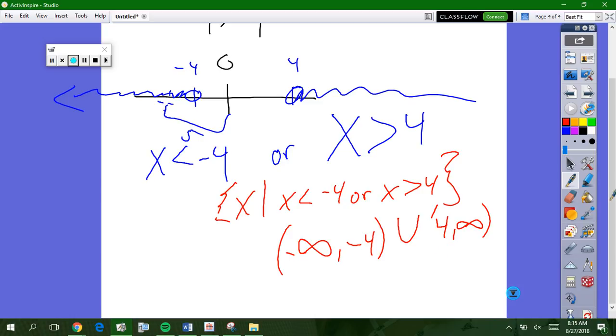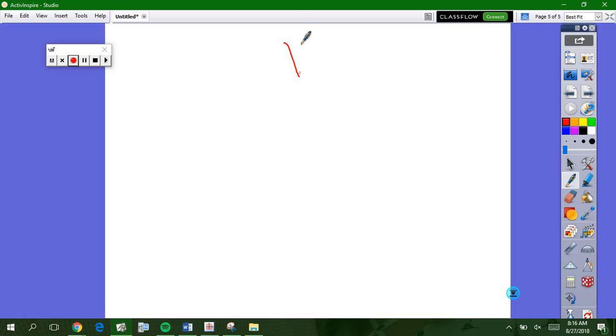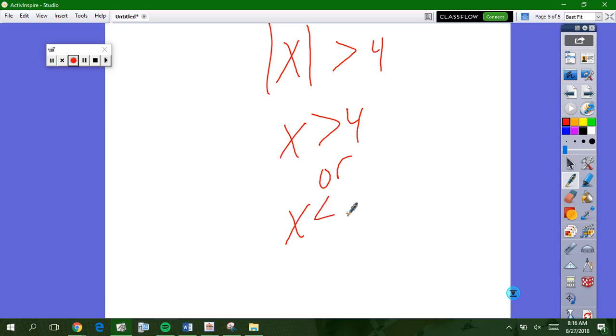So, how would I technically solve this straight out of the get-go? If I had this, absolute value of x is greater than 4, I'm going to quickly just say x is greater than 4, or x is less than negative 4. Notice I switched my sign down to here, right? Makes sense? Any questions there? Just set them equal to 2 equations. That was a very simple one.